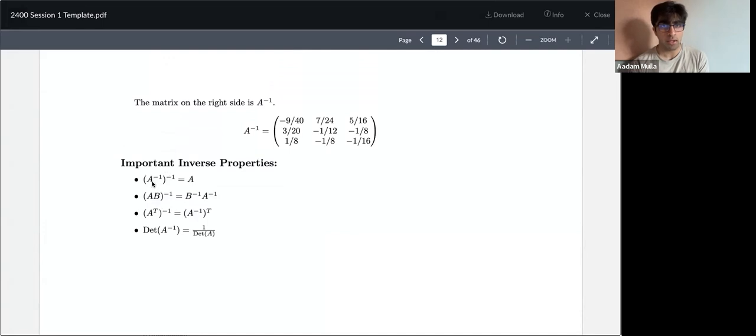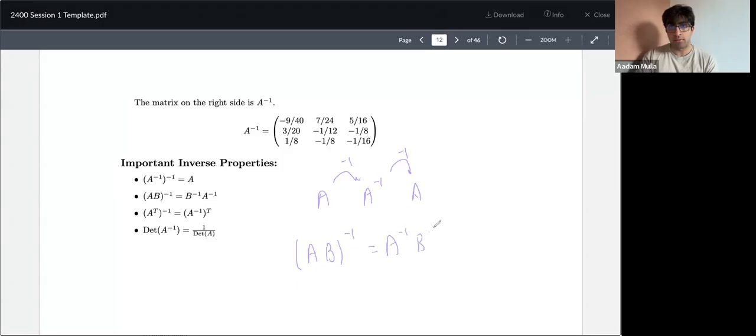Some inverse properties. Okay, A inverse inverse equals A. This makes sense: if you take A and you invert it, you get A inverse, then you invert it again, you get back A. So it's a repetitive process. This is important to know: if I have two matrices that are multiplied and I take their inverse, it's not equal to A inverse B inverse. You have to flip the order of them around. You can test this out with examples, but at this point, let's just take it for granted. You just flip them around.